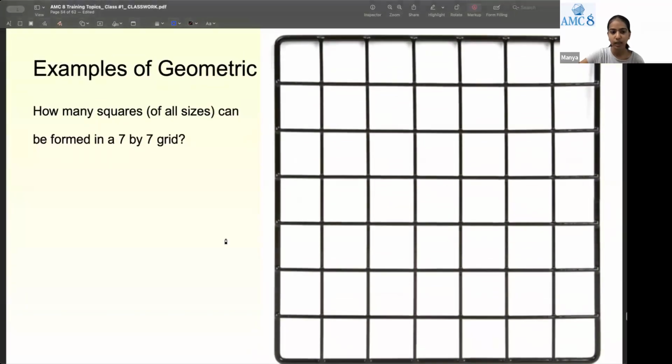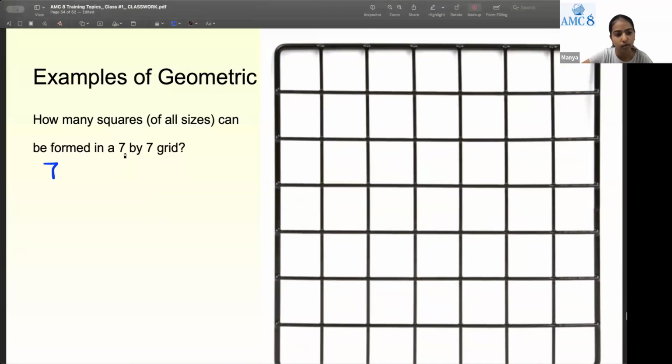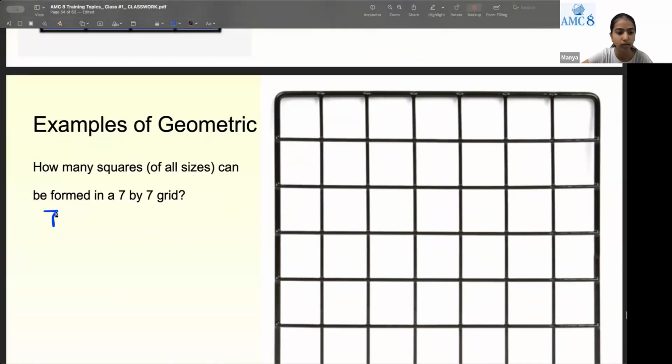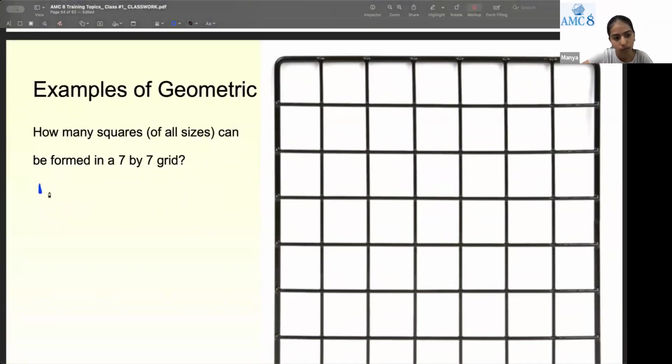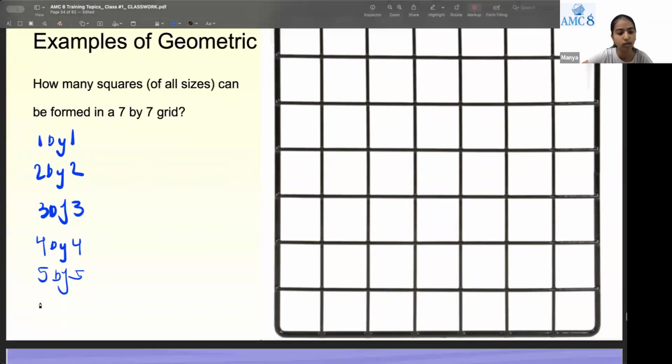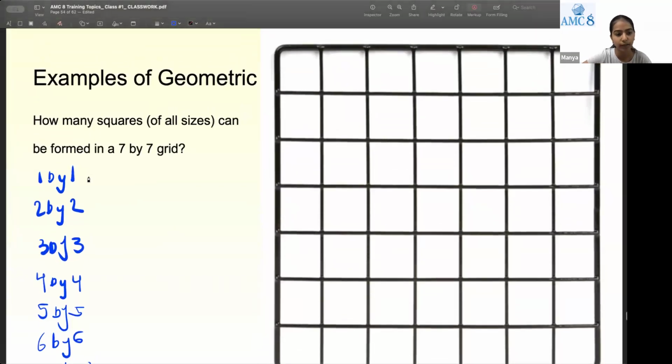So here we have a 7 by 7 grid. So if it would be 7, we'll just start off with 1 by 1, 2 by 2, 3 by 3, 4 by 4, 5 by 5, there's 6 by 6, and 7 by 7. So we have this right here.